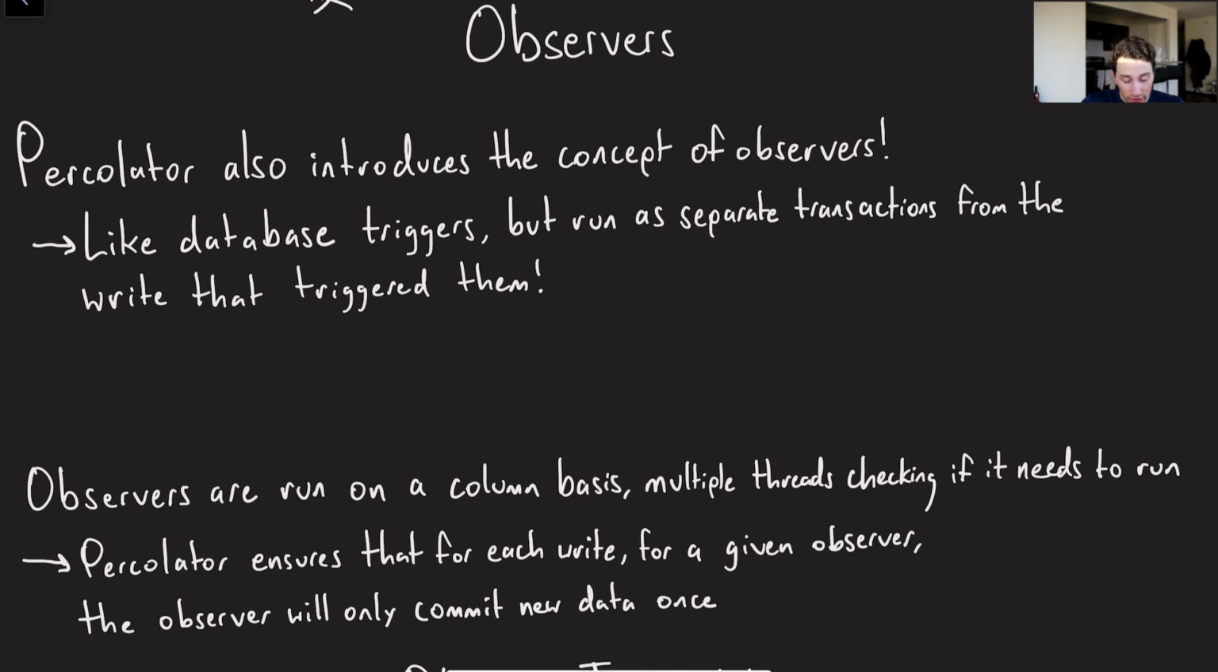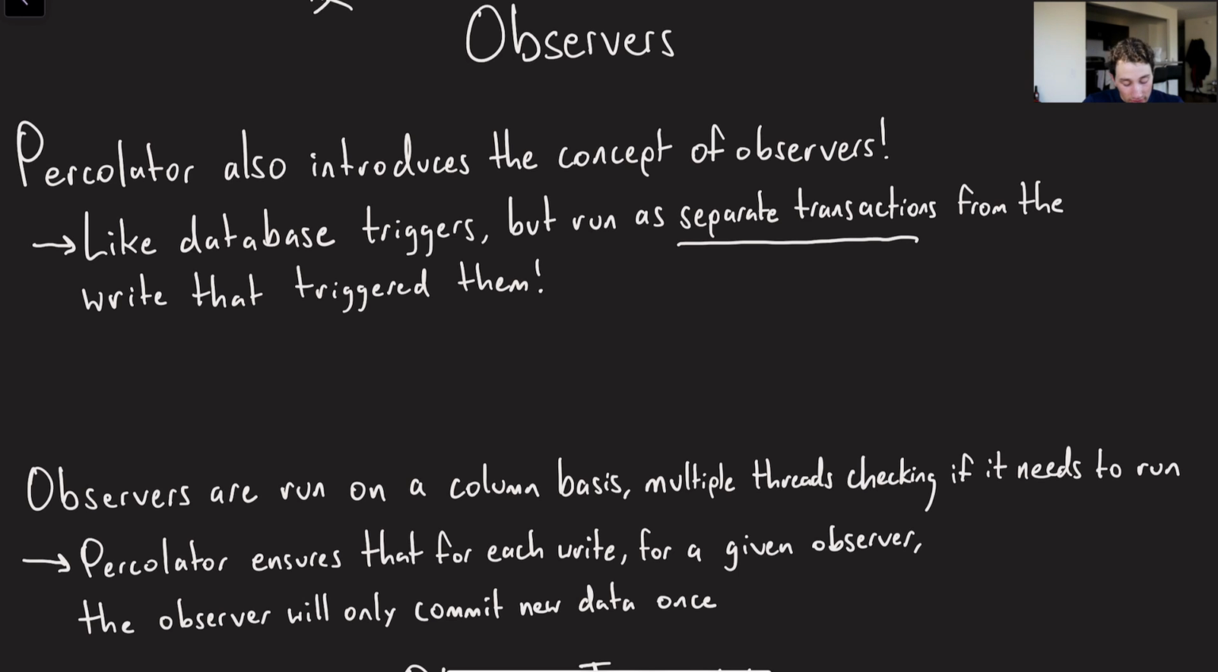So basically, observers are very, very similar to database triggers with the one difference, and I didn't realize this before this paper, that database triggers evidently are run in the same transaction as a write itself, or at least that's what they say in the paper, but their observers are run as separate transactions and are just used to basically follow up writes with other writes. Cool. So, when there's a write to a particular column, if there's an observer registered on that column, it is going to run at some point and handle that write.